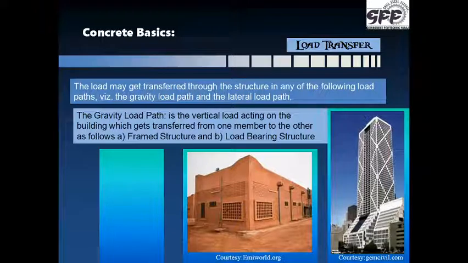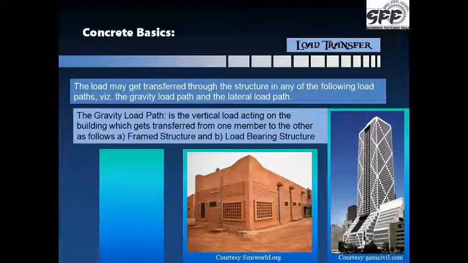The load may get transferred through the structure in any of the following load paths, that is, the gravity load path or the lateral load path. We have two load paths. One is the gravity load path and the second one is the lateral load path. Now what is the gravity load path? Gravity load path in simple words is the flow is vertical. The load transfer occurs due to gravity from top to down.